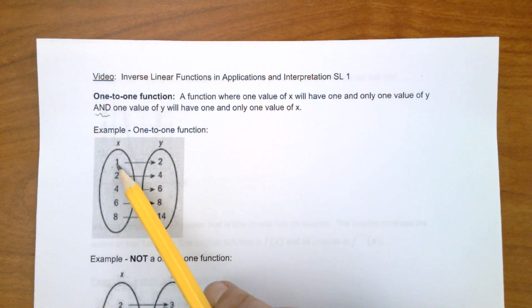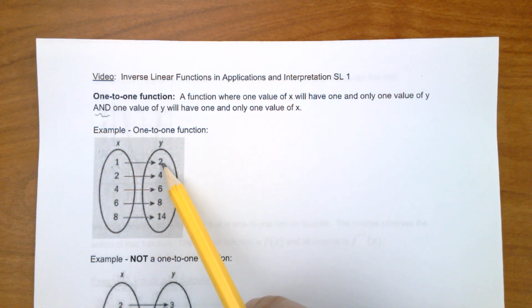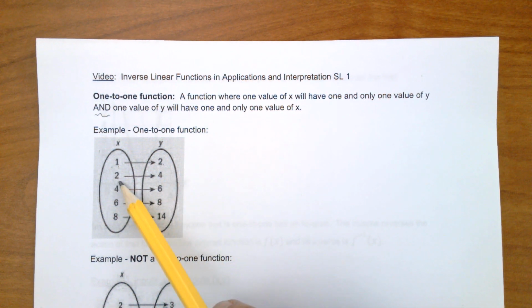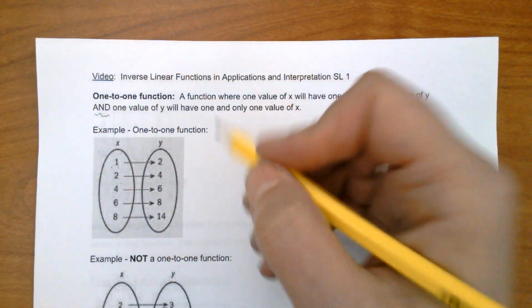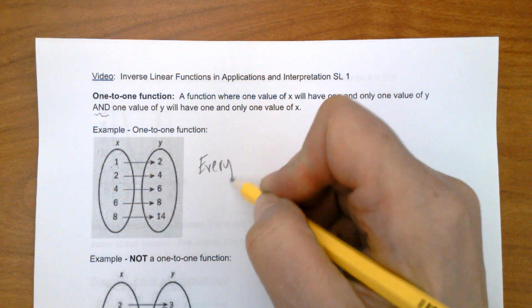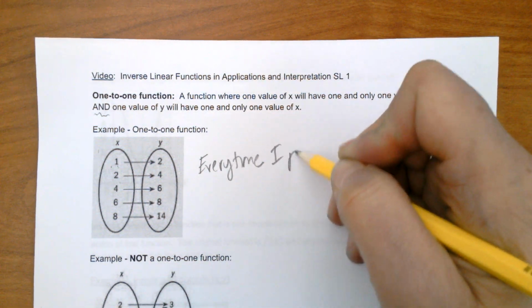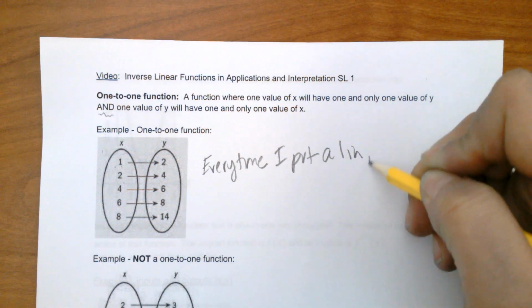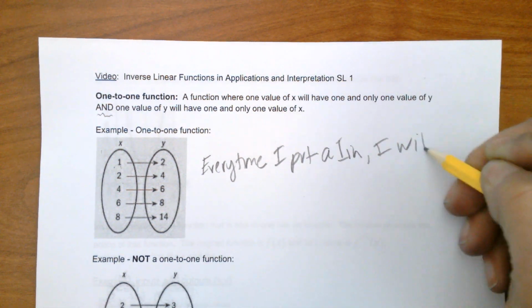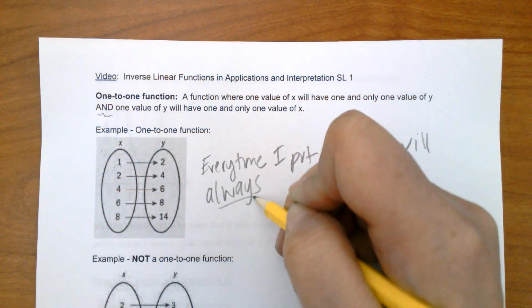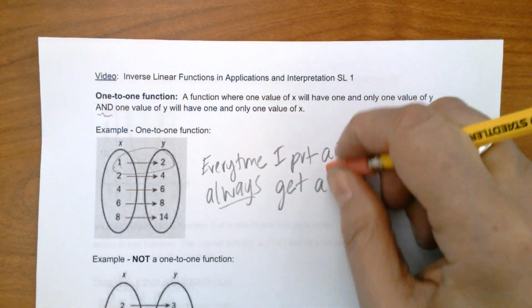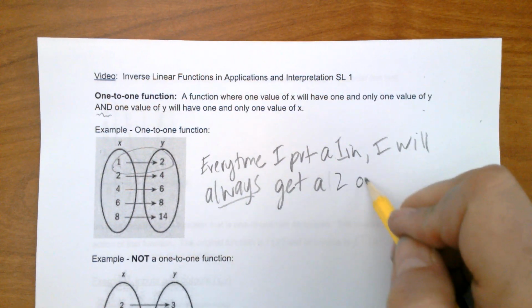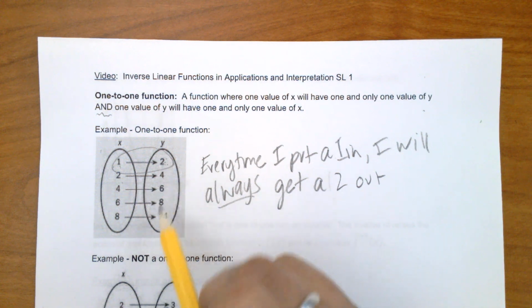So in a one-to-one function, anytime I put the number 1 in, I'm always going to get the number 2 out. Anytime I put the number 2 in, I'm always going to get the number 4 out. Always. I'm not going to get a different number ever. And I'm going to write that down. Every time I put a 1 in, I will always get a 2 out. So this will always happen, and so on.